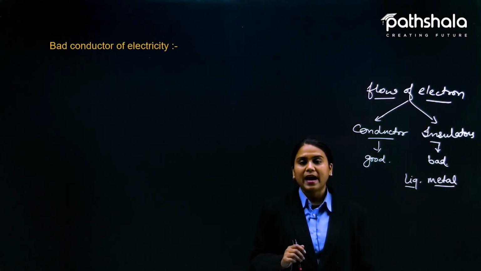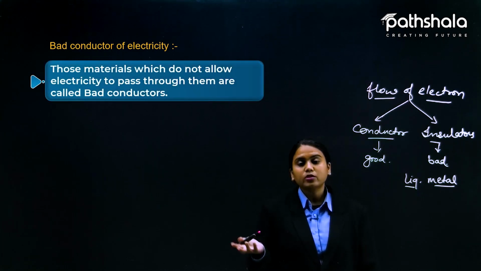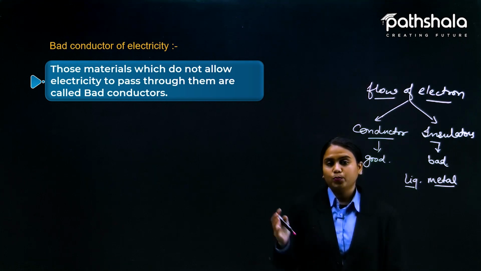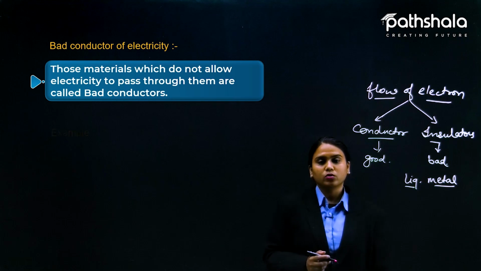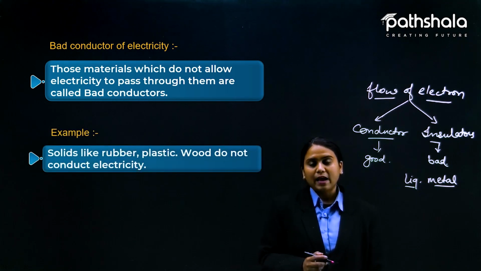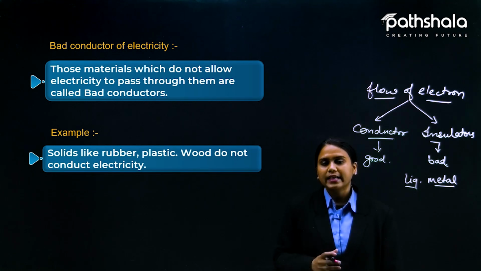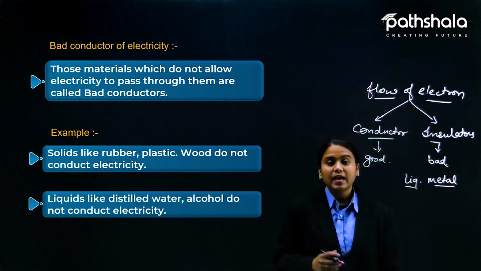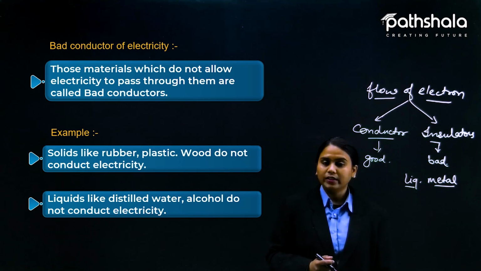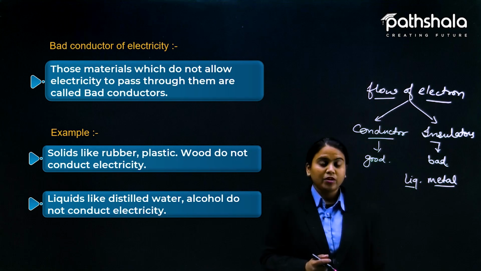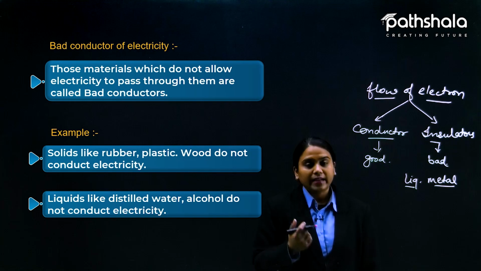Now let us see the bad ones, known as insulators. Those materials which do not allow electricity to pass through them are called bad conductors or insulators. Examples are rubber, plastic and wood. Even some liquids, such as distilled water and alcohol, do not conduct electricity. Why are distilled water and alcohol not conducting electricity?